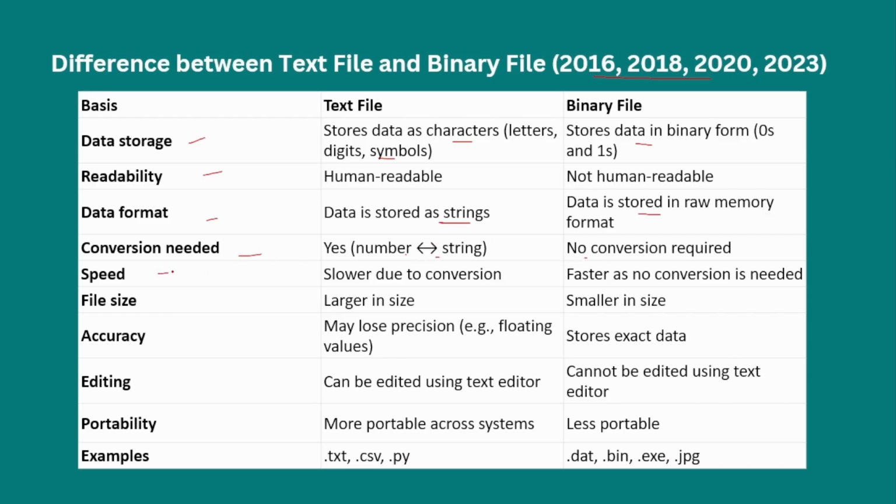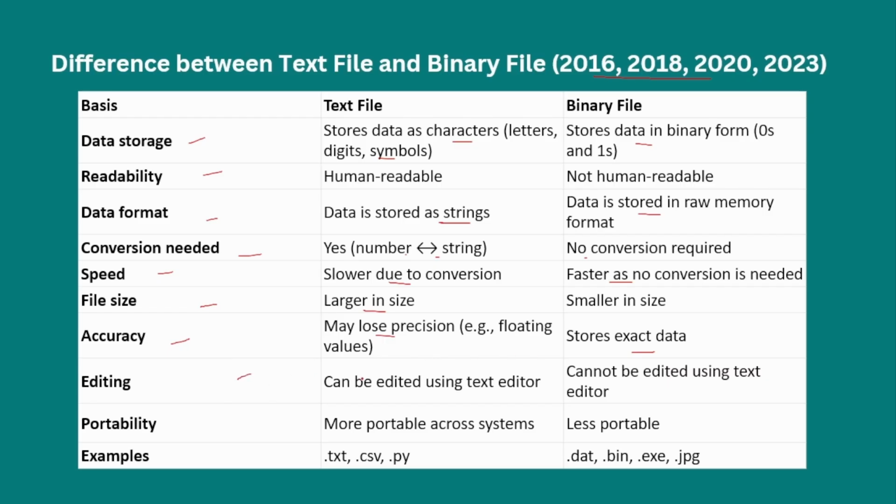Next is speed. Text file is slower due to conversion, and binary file is faster as no conversion is needed. Next is file size. File size is larger in text file and smaller in binary file. Then is accuracy. Text file may lose precision, for example with floating values, because while writing, it might lose precision since that conversion is required. But in binary file, it stores the exact data because it is already converted into binary format.